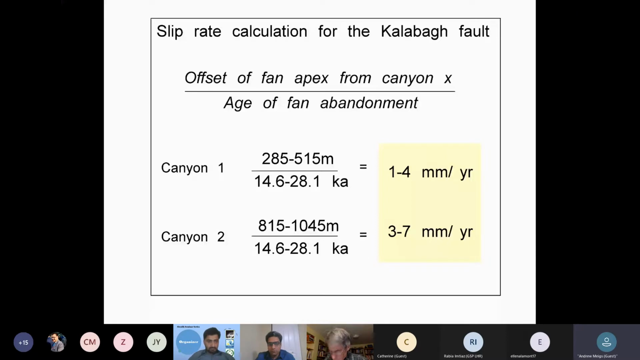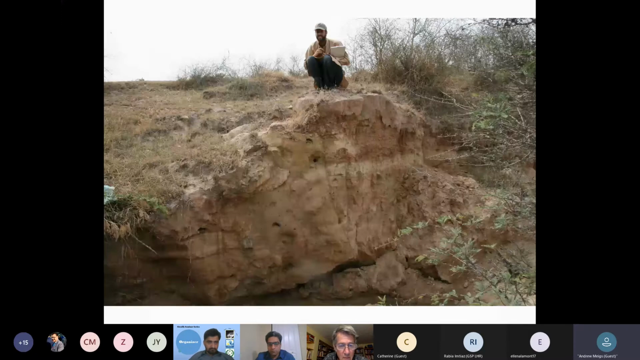Now, here's a picture of Chris in the field. And I show you this because this is a beautiful outcrop of the Kalabog Fault where it cuts right up to the Earth's surface. Here's a fault strand running right down through the outcrop, and you can see a series of other fractures that are running through here. And this is evidence of brittle deformation of surficial deposits at the Earth's surface due to slip on the Kalabog Fault. Is it earthquake slip?